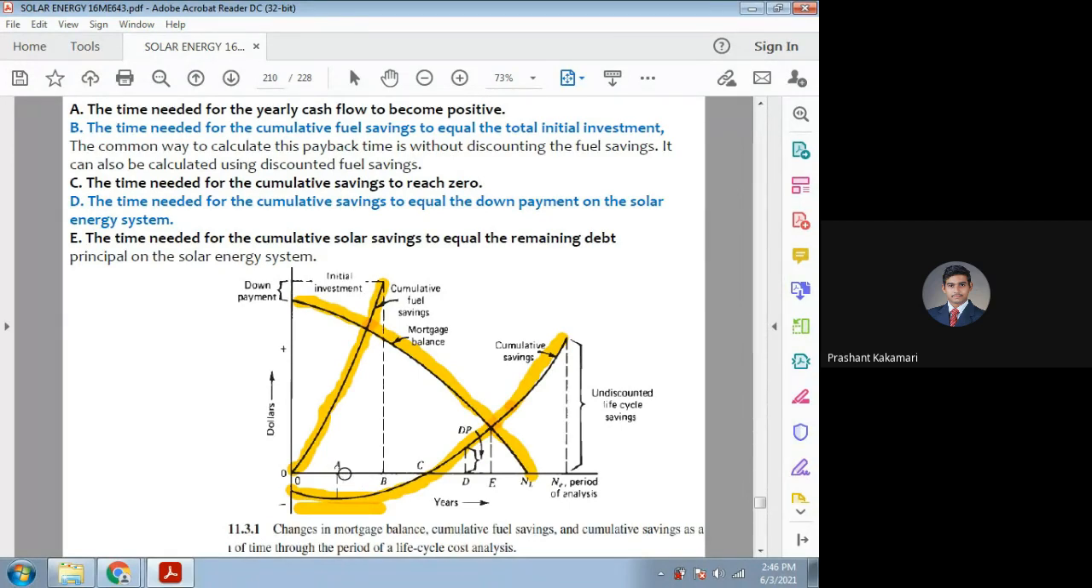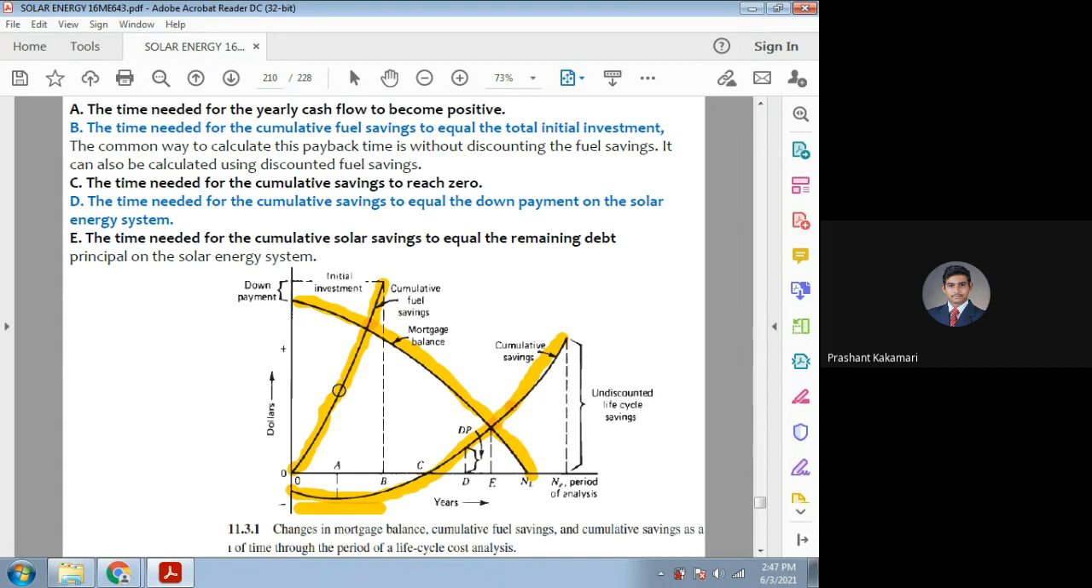That's one point. The net value, if you take it, is positive. But the total profit should become positive, which means it should travel some more time. Then this B point you can see here is the time required for the cumulative fuel savings to equal the total investment of the solar system. For example, say I'll be using a petrol or conventional fuel vehicle for a number of years. Say B is at the 5th year. So in 5 years, if I use any conventional fuel vehicle, I am going to spend a lot of money on fuel, maintenance, etc.